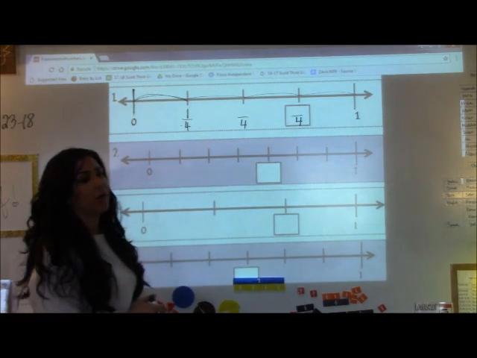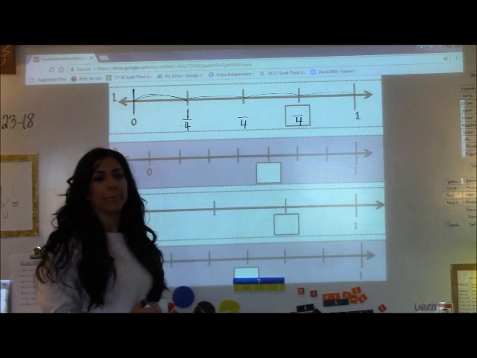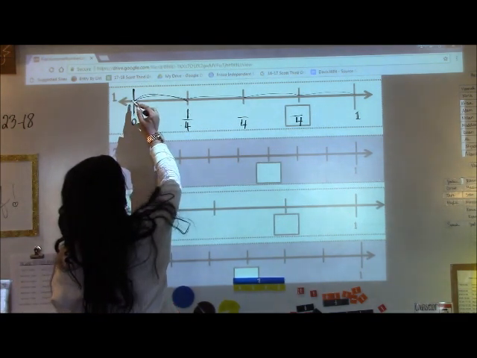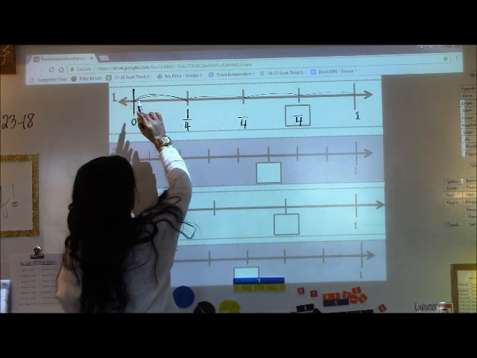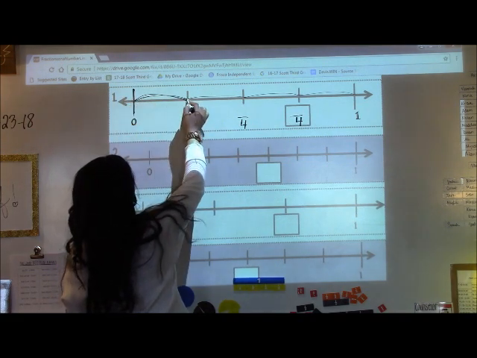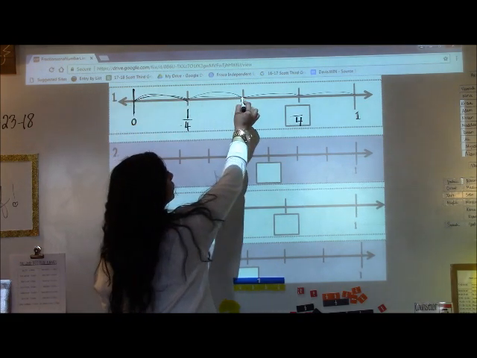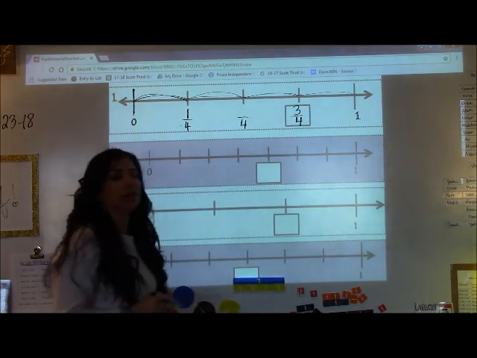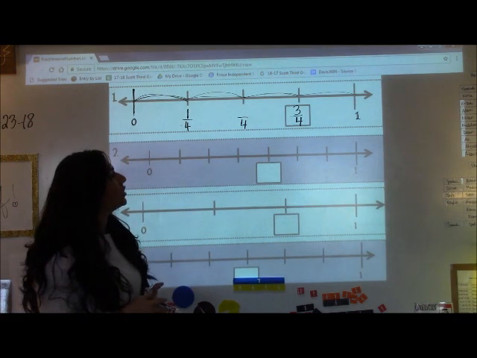Or, Maddox, what else can I do to find my point? You can move one space, then another, till you get to the box, and you can figure out what your numerator is. All right, let's do it. So 1, 2, 3. So then my numerator is 3. Well, the whole fraction is 3/4.